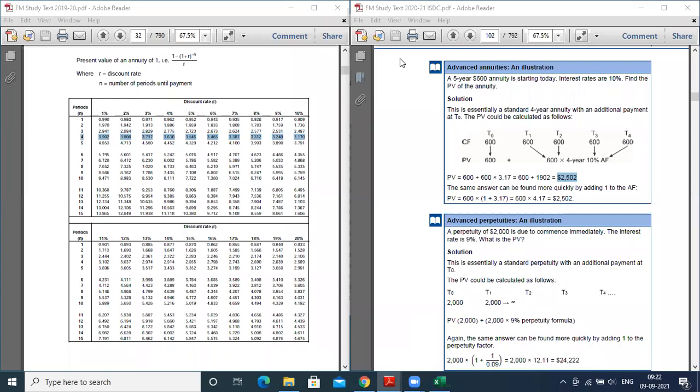Excellent, Naina. 4,999. Perfectly correct. Very good. So I hope the concept is clear now. Any participants? Any query?